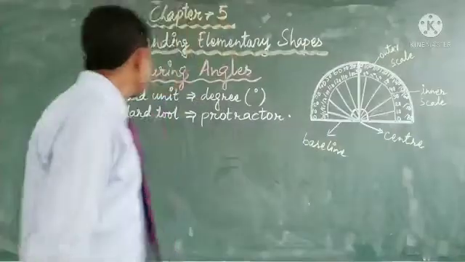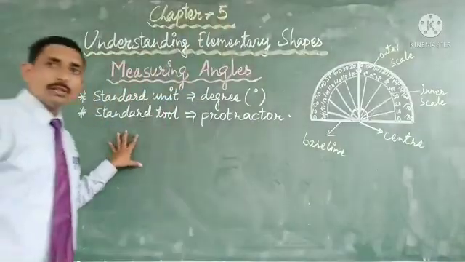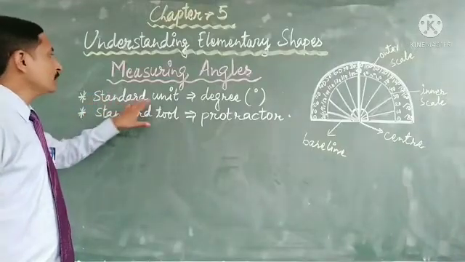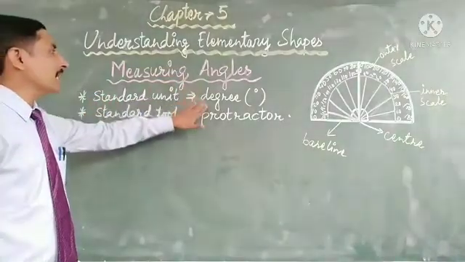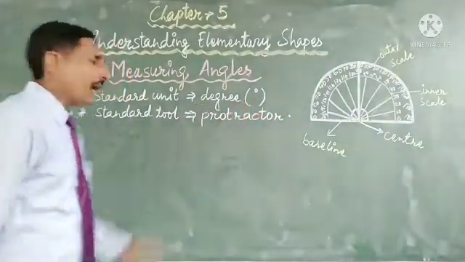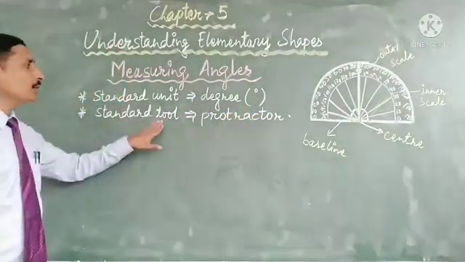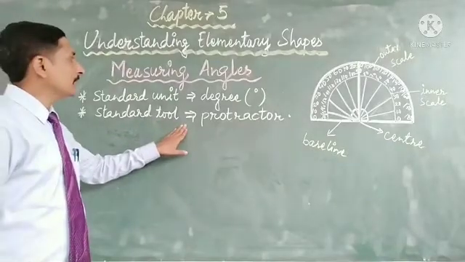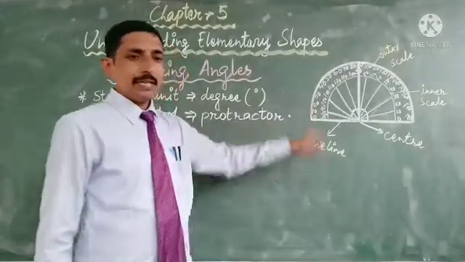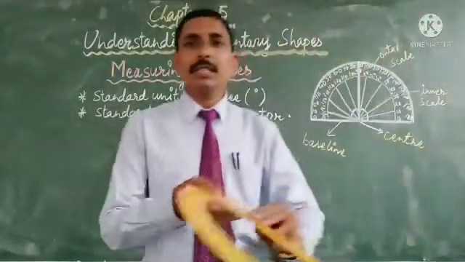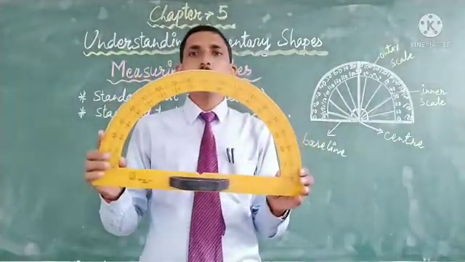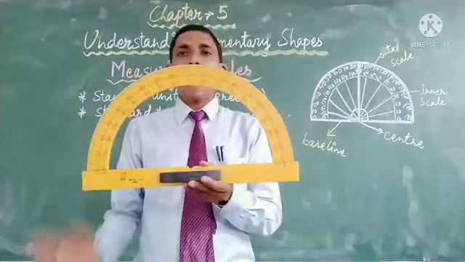So you see, I have already mentioned on the blackboard that the standard unit of measuring angles is called degree, which is symbolized like this, and the standard tool for measuring angles is called protractor, which is drawn here. And also you can see this is also a protractor which is used for measuring angles.